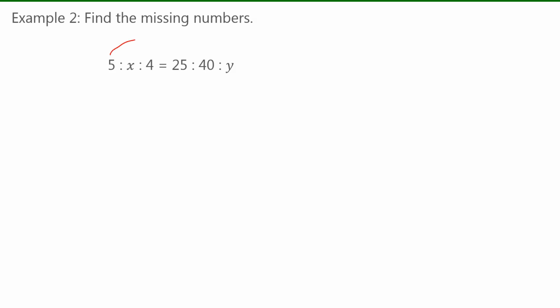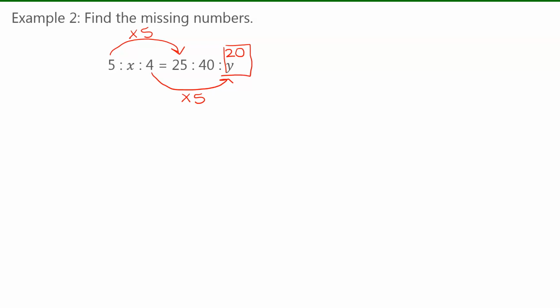So 5 will match to 25. So 5 times 5 will give me 25, which means if I multiply each other term by 5, I should get the number in the ratio on the other side. So 4 times 5 would give me 20. So that means y has to be equal to 20.